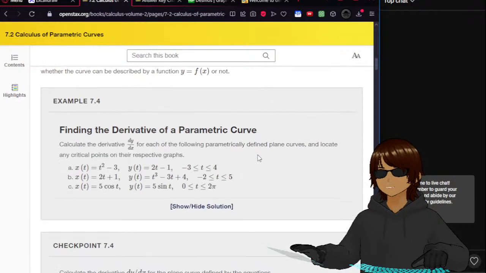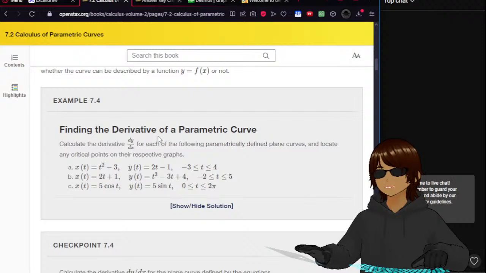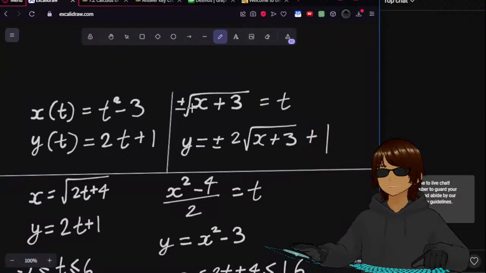Okay, I understood. Finding the derivative of a parametric curve. Calculate the derivative dy over dx for each of the following parametrically defined plane curves and locate any critical points on their respective graphs. Critical points are with respect to t, where dy by dx is 0.